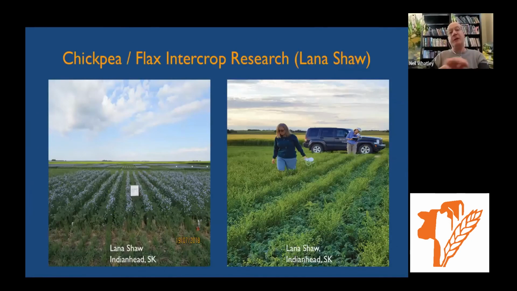This is interesting work that Lana Shaw, research scientist at Indian Head, Saskatchewan, is doing. This is intercropping chickpea with flax. So if you look at the picture on the right, you see the tall, lighter plants. Those are flax. The lower ones in between are the chickpea, darker. And so they're intercropping this.